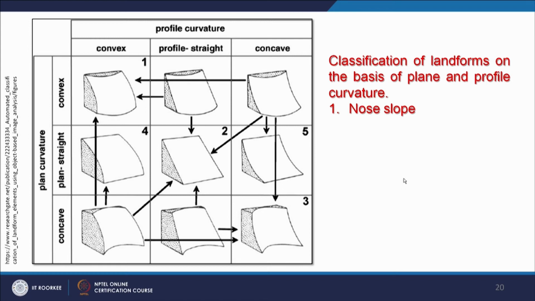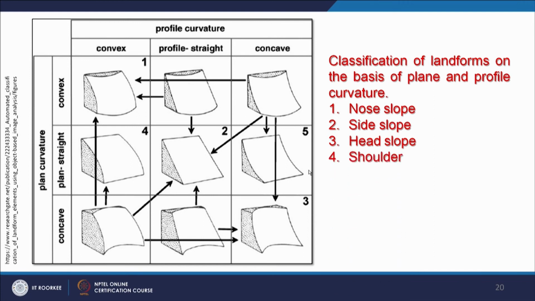So, the slopes can be classified like in scenario 1, where both plan and profile are showing convexity of the slope, then we say nose slope. In scenario 2, where profile is straight and plan is also straight, then we say side slope. In scenario 3, when profile is concave and plan is concave, then we say head slope.